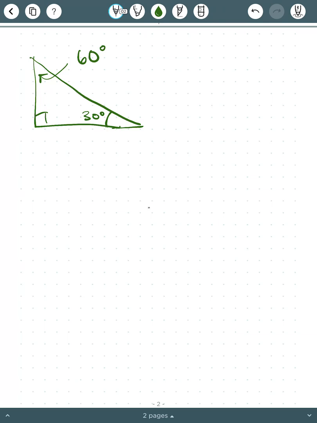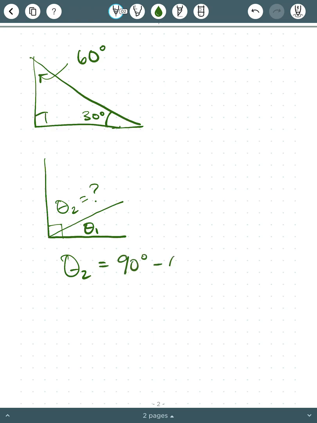Now, what about if I have a right angle like this? This is a right angle. And then my theta 1 here. What's theta 2? This theta 2 is also 90 degrees minus theta 1. And that comes from the fact that theta 1 plus theta 2 is 90 degrees for a right triangle. So then when I solve this equation for theta 2, I get that theta 2 is 90 degrees minus theta.